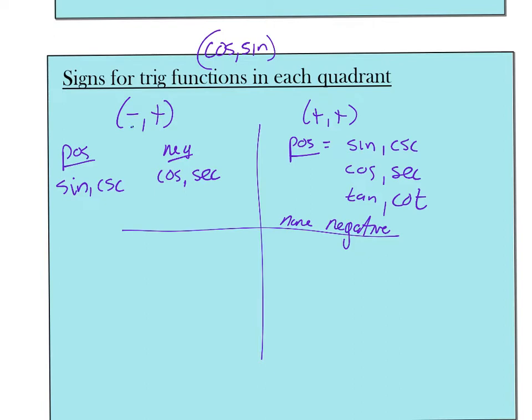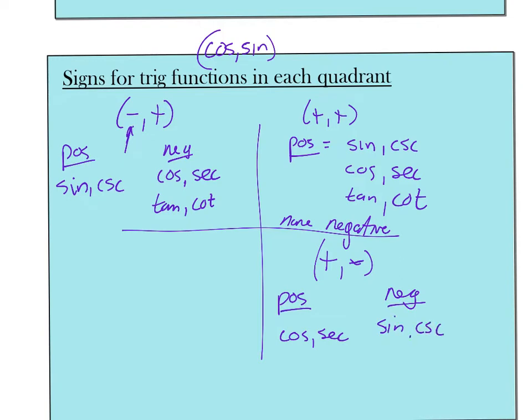Now, I have one negative, one positive. That's enough to tell me that tangent and cotangent are also going to be negative. How do I know that? Because only one is negative. Similarly down here, I've got one positive, one negative. But this time, cosine is positive, which means secant is also positive. Sine is negative, which means cosecant is negative. And because one of them is negative, that means tangent and cotangent are going to be negative.